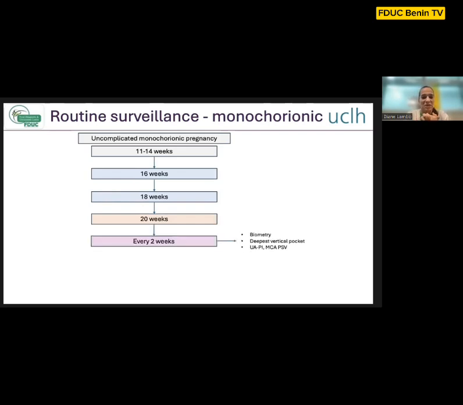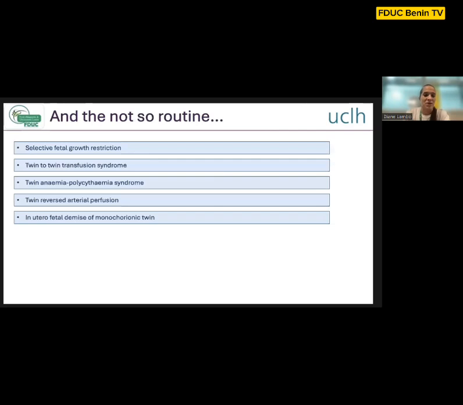And then from 20 weeks, we scan them every 2 weeks. This is, as I said, in uncomplicated pregnancies, where we look at the biometry, we measure the deepest vertical pocket, and we measure the umbilical Doppler and the MCA to look at the peak systolic velocity. And that's until delivery, which routinely takes place between 36 and 37 weeks. So that's your routine management of twin pregnancies.